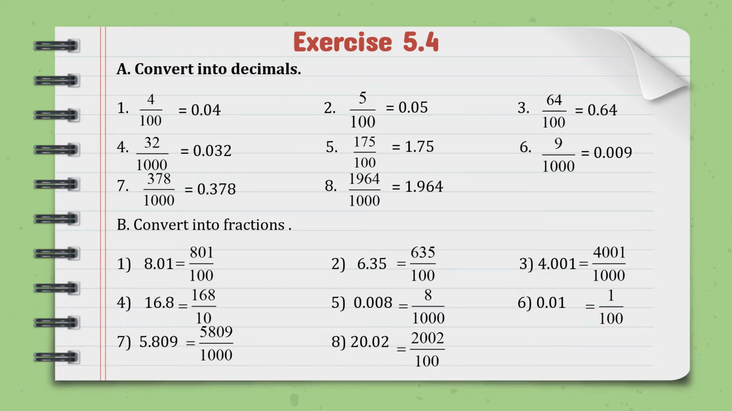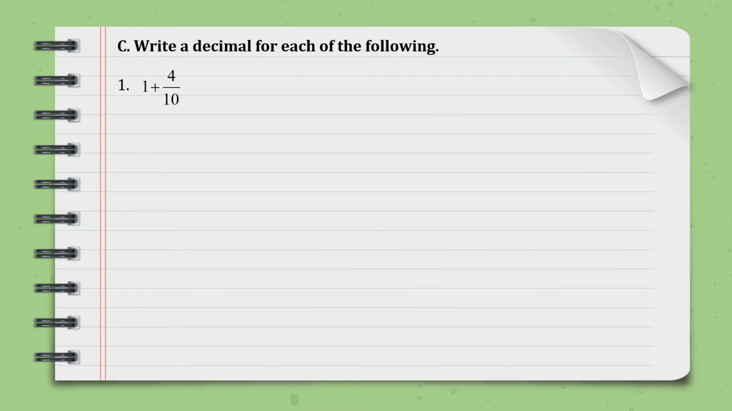Now the next were the rest of the examples, and we have started with question number C, which was going on. Now here we have to write the decimal for each of the following. So 1 plus 4 upon 10. When we are writing down the decimal, as I explained to you yesterday, you have to check the whole number part and the fractional part.